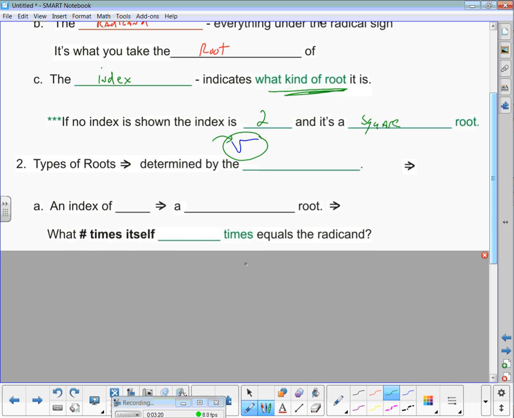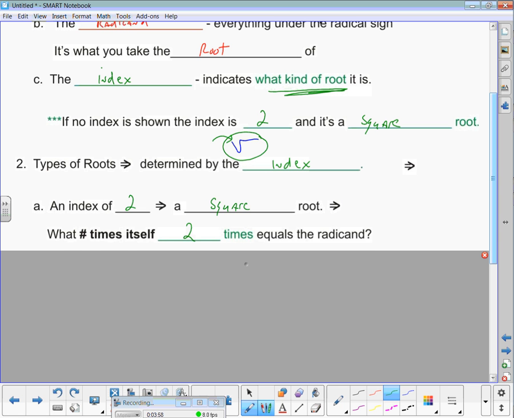All right, types of root. Remember, the type of root is determined by the index: square root, cube root, fourth root, etc. So again, one more time, an index of 2 implies a square root. Will that index be shown? No. Do they expect you to know that it's a 2? Yes. And what exactly is a square root? Well, simply this. Here's the operation of square root: what number times itself 2 times equals the radicand?